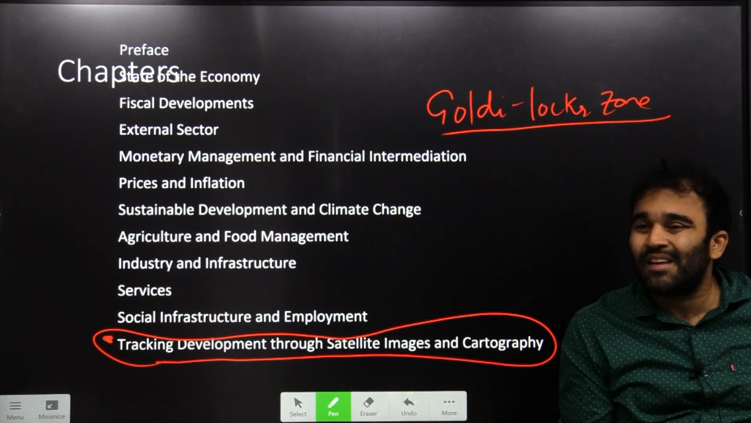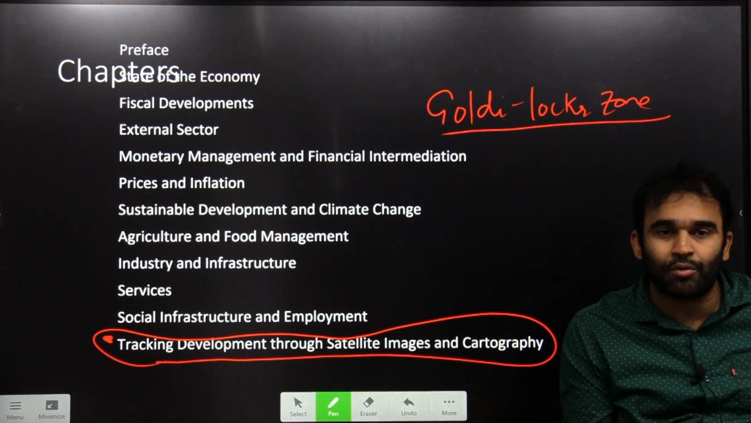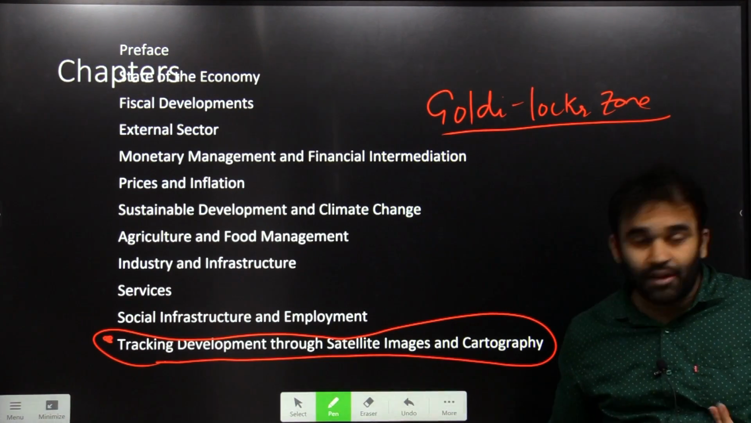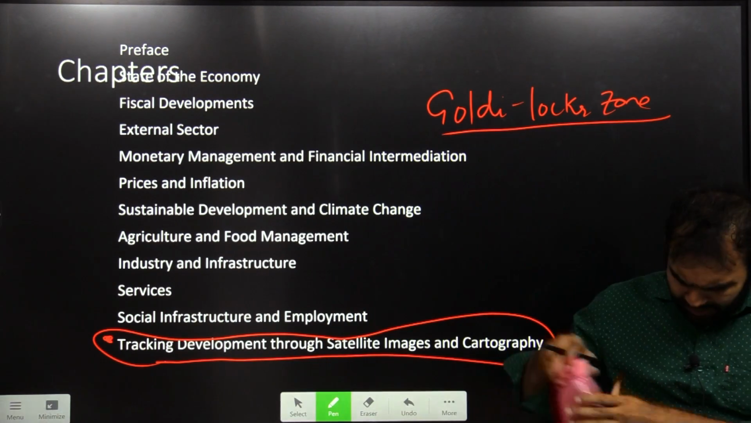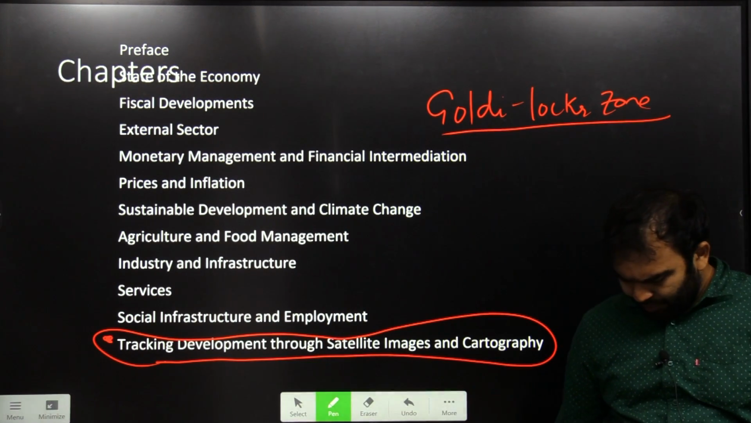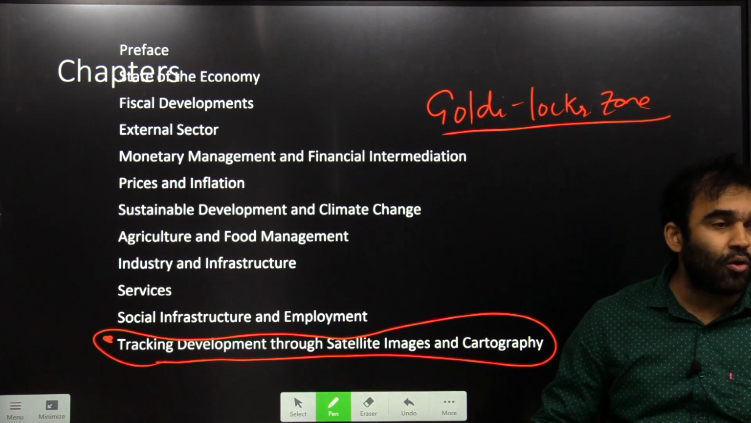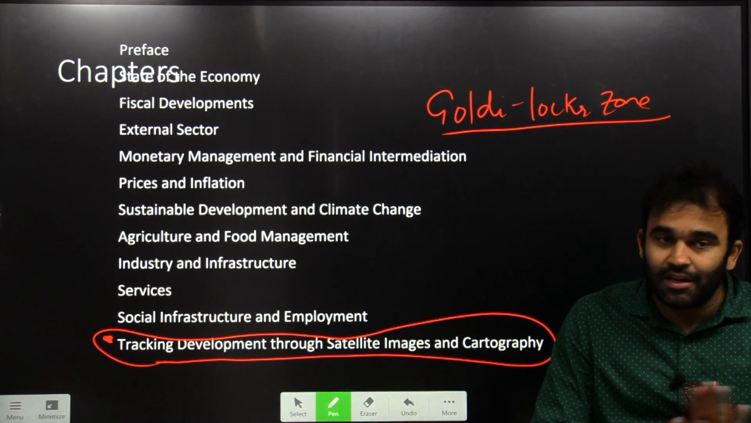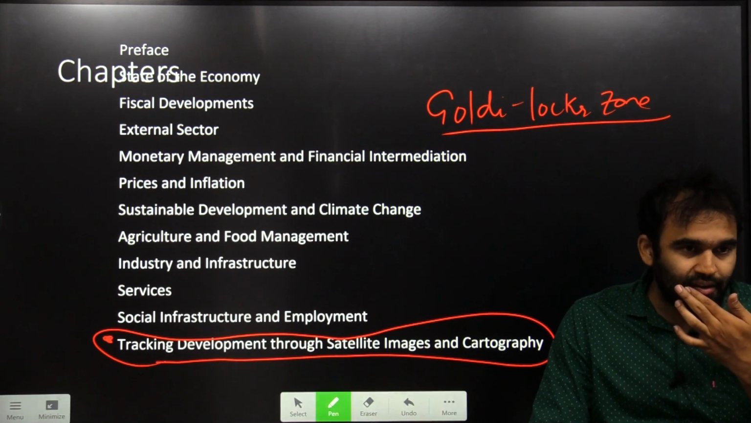Goldilocks zone, it's a generic term actually. It's not just related to economy. It is used in every scientific subject. I'm just saying this as an example. Generally, Goldilocks is used in astronomy. Not astrology, astronomy, and the Earth and other planets.